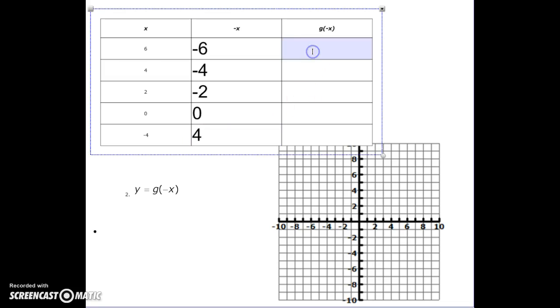Then if we go back and look at our table on the front, when our x value is negative 6, so now we're taking the function of negative 6. When the x value is negative 6, our y value is 0. When x is negative 4, our y value is negative 2. When x is negative 2, our y value is 2. When x is 0, our y is 0. And when x is 4, our y is 0.